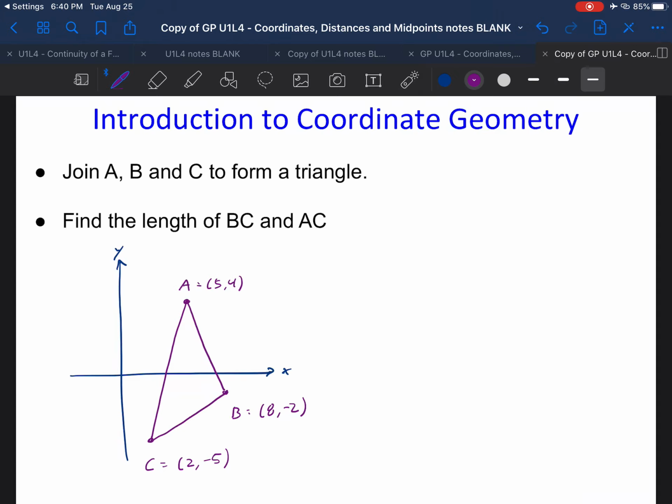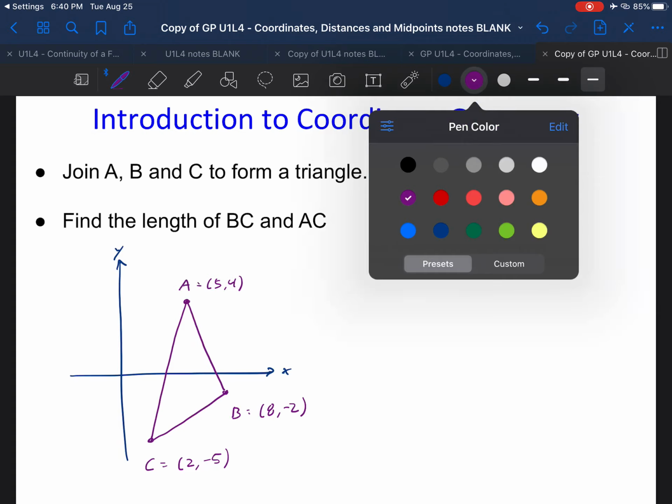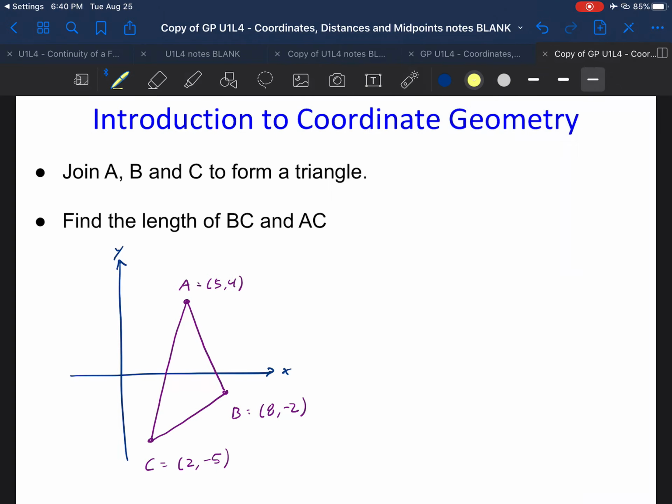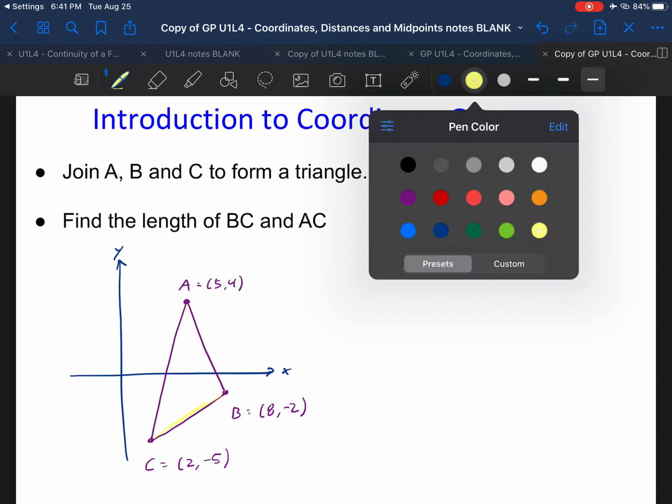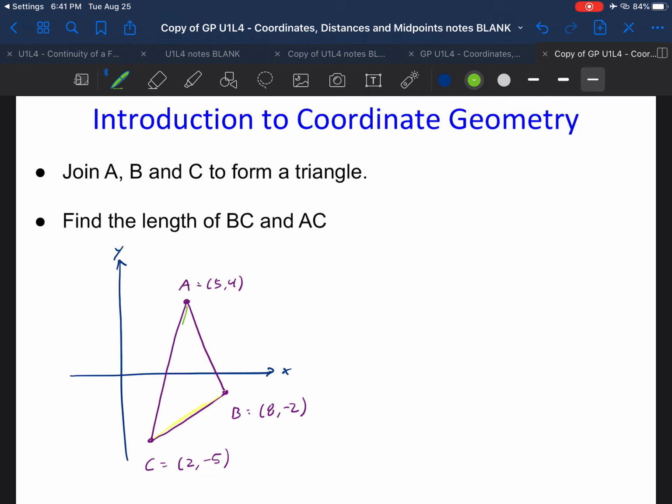And what we want to do is find the length of BC. So I really like this yellow color, guys. Sorry. So we want to find this length, and we also want to find the length AC. Let's make another color. Let's make this that green that I like too.